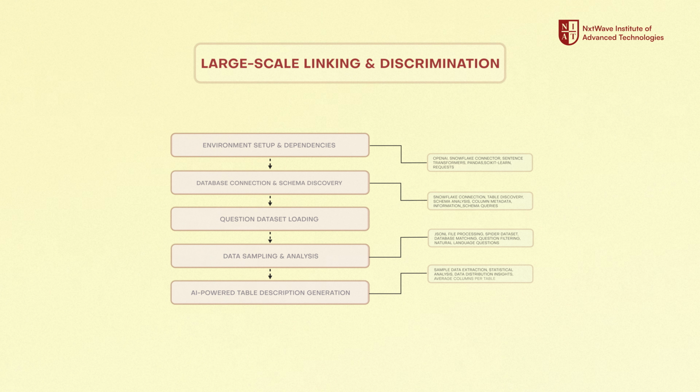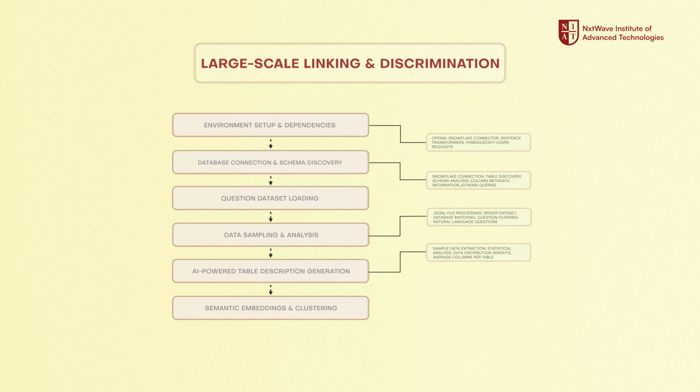We'll take the sample data extraction, do the statistical analysis, do data distribution insights, and look at the average columns per table. Now, when we find some issues over here, we'll proceed towards semantic embeddings and clustering. Over here, we'll do GPT-3.5 integration with JSON descriptions, table documentation, column meanings, and AI-generated metadata. We'll proceed towards sentence transformers, use k-means clustering, semantic embeddings, and question-to-cluster matching with cosine similarity.